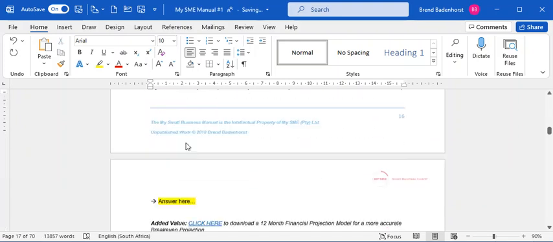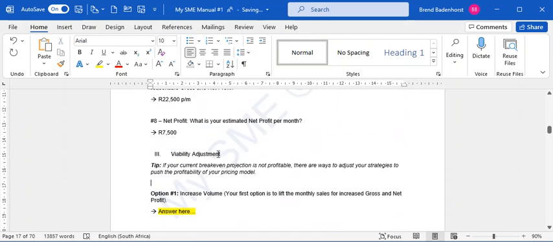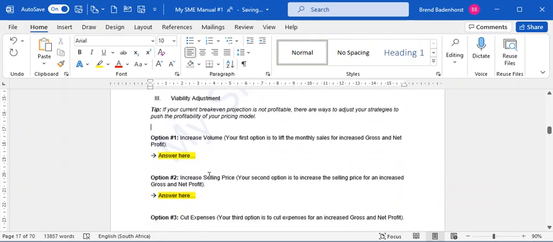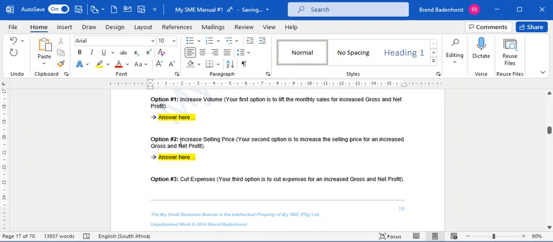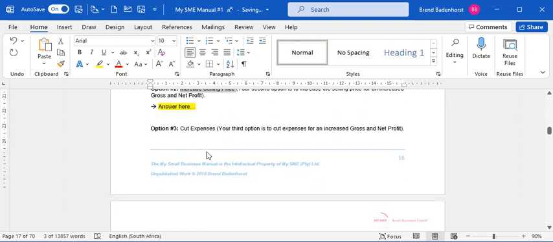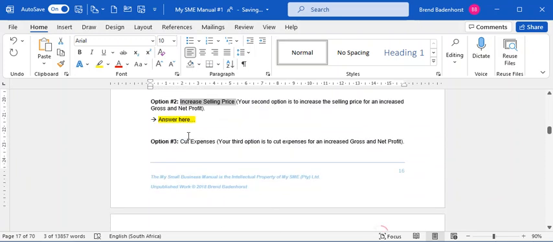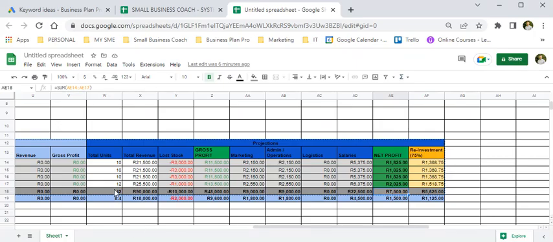Okay, there's some more options out here for you. If your model is not really successful, you've got 3 options at the end of the day. Number 1, you can increase your volume. Number 2, you can increase your selling price. Number 3, you can cut your expenses. So let's take a look practically at how that works.